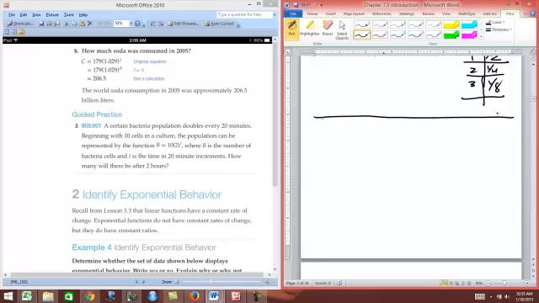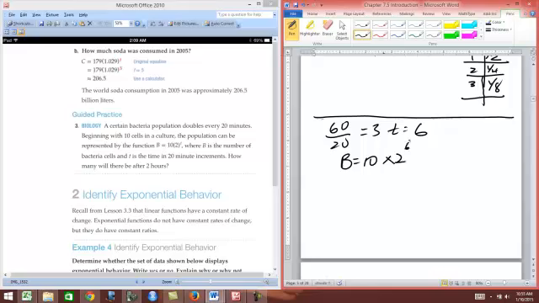How many will there be after 2 hours? Well, 2 hours, 60 divided by 20 equals 3. So in 2 hours, you're going to have 6 intervals. So T will equal 6. So we don't have to graph this. This is pretty easy. So B will equal 10 times 2 to the 6th.